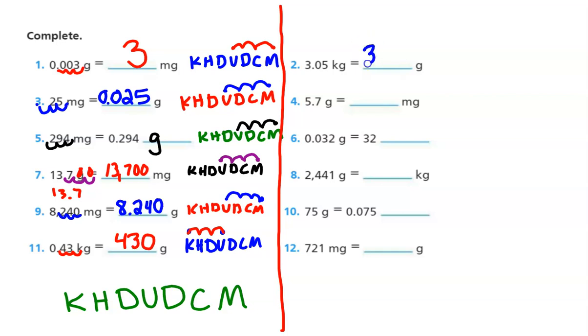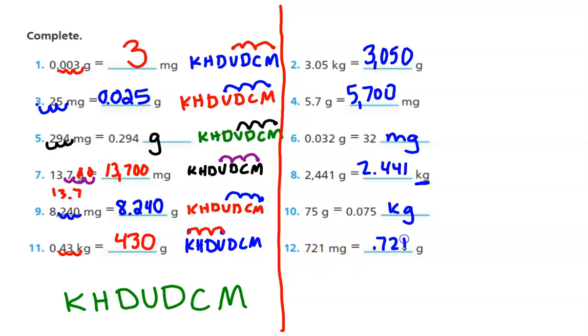All right, so this first one is 3,050 grams. Then we've got 5,700 milligrams. This one would have gone from grams to milligrams. Here I've got 2.441 kilograms. That makes sense because this is a really big measurement. We went from 75 grams to 0.075 kilograms on that one. And then over here we went from 721 milligrams to 0.721 grams.